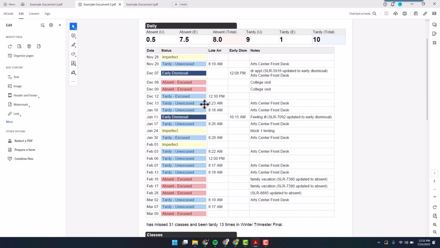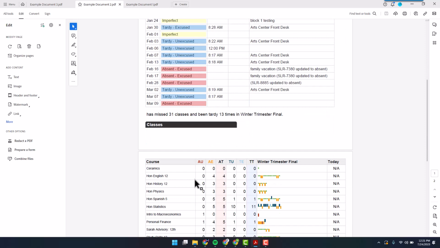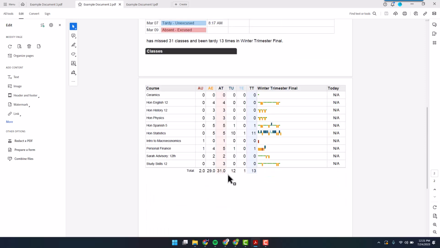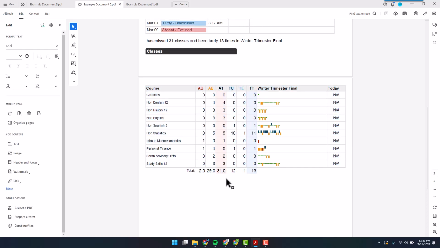Tardy unexcused means assign it at the kiosk. Tardy excused is coming from a parent. Early dismissal could be, looks like that's a doctor's appointment. Excused, excused, excused. And then if I look down here at classes, you can see a concerning value, it's 31, whoops, excuse me, 31 class absences.